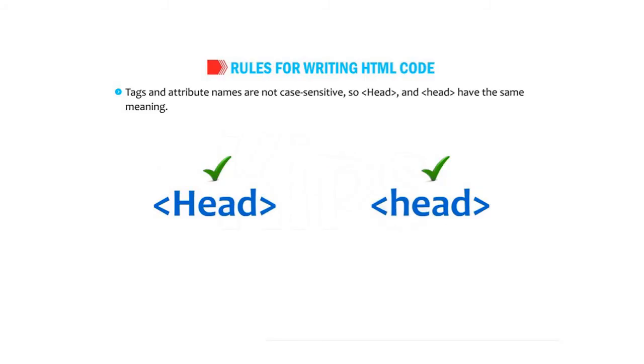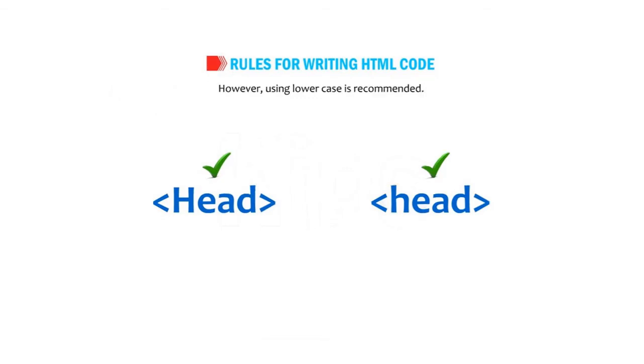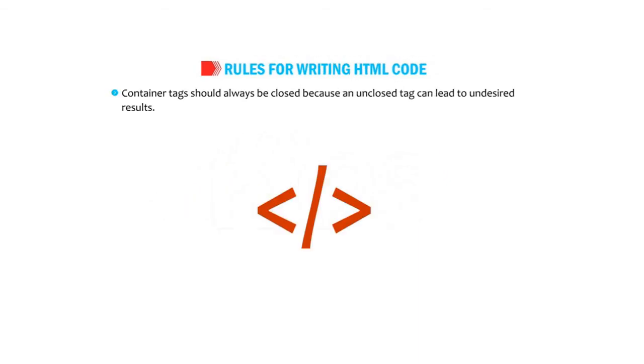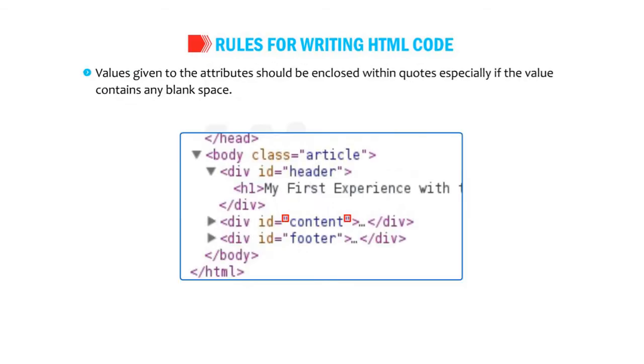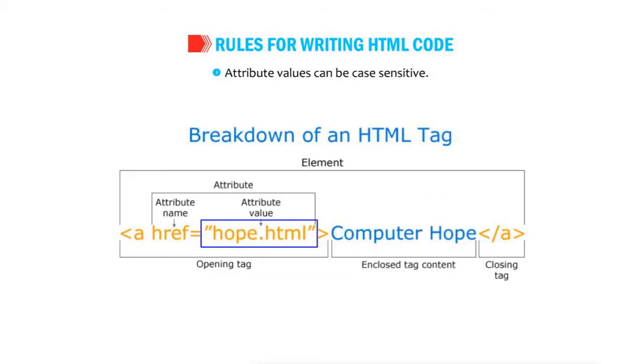Tags and attribute names are not case sensitive. So if we write head in capital letters and head in small letters, they have the same meaning. However, using lowercase is recommended. Container tags should always be closed because an unclosed tag can lead to undesired results. Values given to the attributes should be enclosed within quotes, especially if the value contains any blank space. Attribute values can be case sensitive.